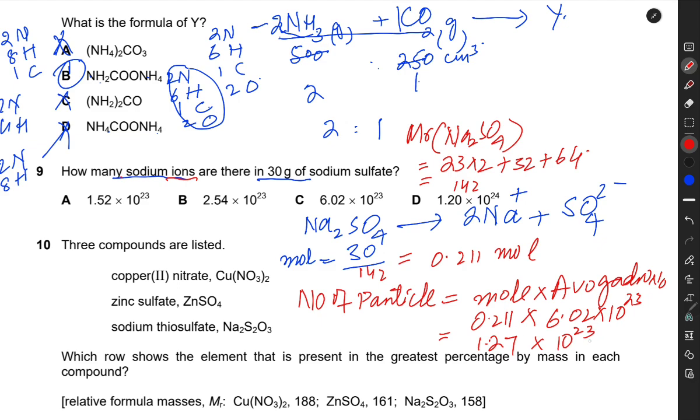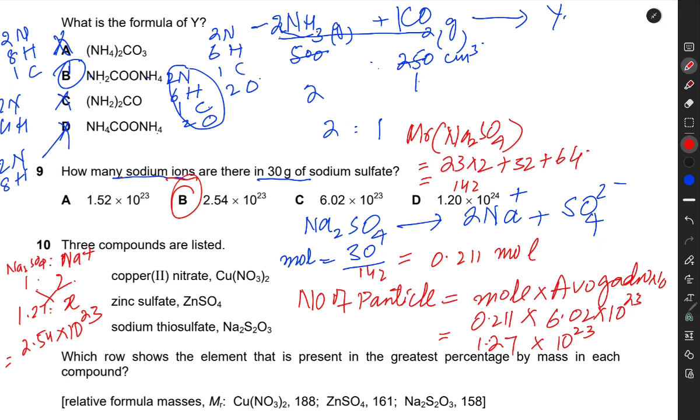So multiplied by, so this is 1:2. This is sodium sulfate and this is sodium ion, so 1.27 number of particles into x. So in this way we get 2.54 into 10 raised to 23. B option is the correct option.